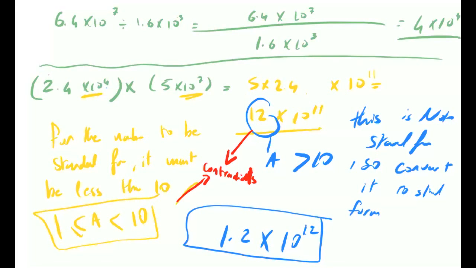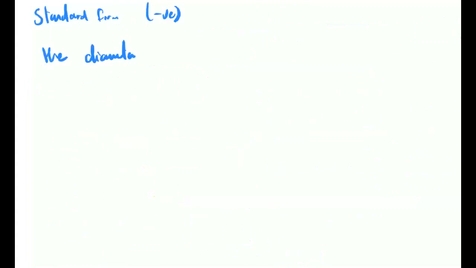So 1 to 9. Good. Okay. So standard form negative. We did it. Oh, sorry. Going back. So the diameter of a hydrogen molecule. Any idea how long is a hydrogen molecule?